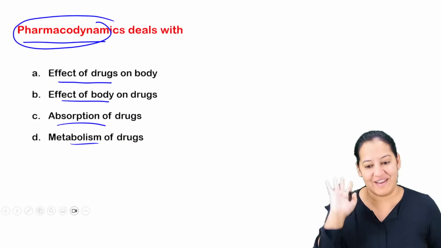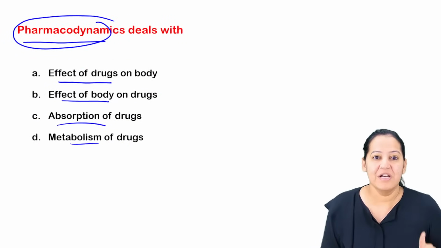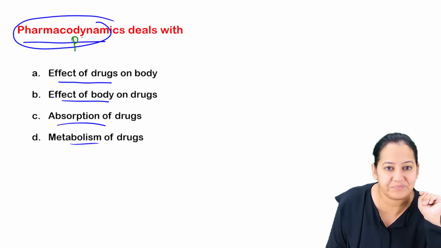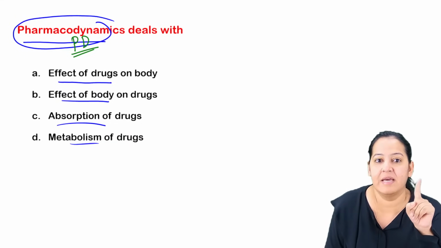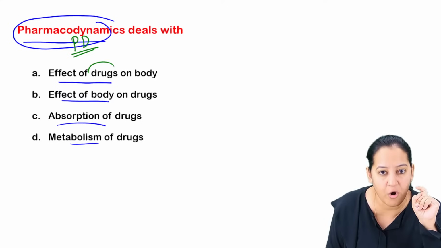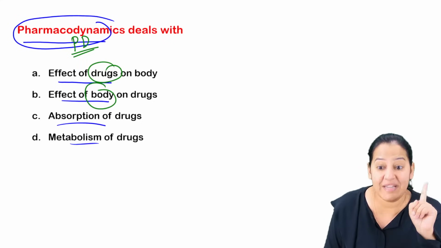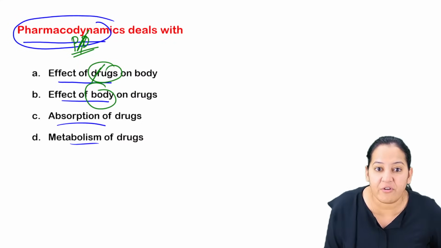Now have a look at your question and answer. Everyone answer now. What I'm asking is about PD. PD doesn't have any further things, only one thing is there in PD, pharmacodynamics. What is that? Is it the effect of drug on body or the effect of body on drug? So D for D, PD is the effect of drug on the body.